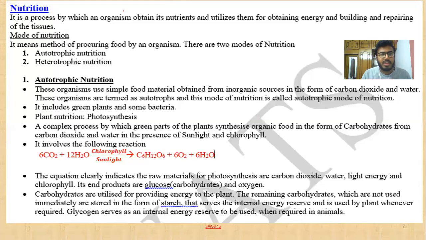As discussed last year in the 7th chapter, there are two types of nutrition. One is autotrophic nutrition and the other one is heterotrophic nutrition. Autotrophic means those who make their own food, heterotrophic means those who depend on others. We are all heterotrophs, depending on other things, whereas plants make their own food. So what is nutrition first?